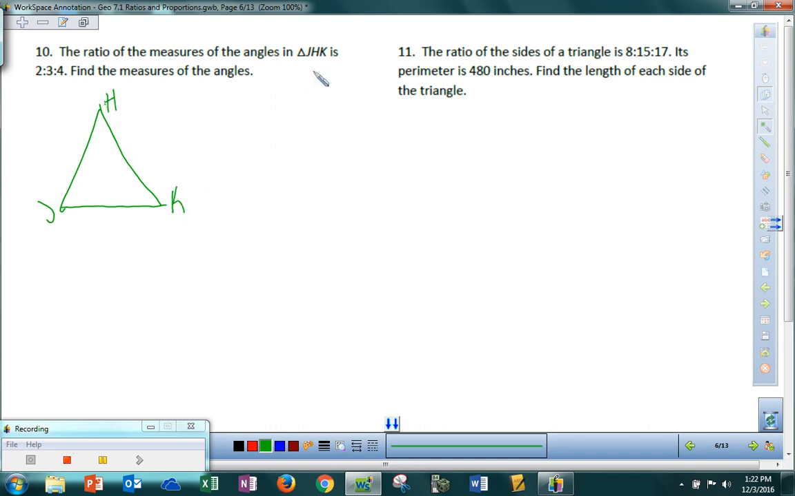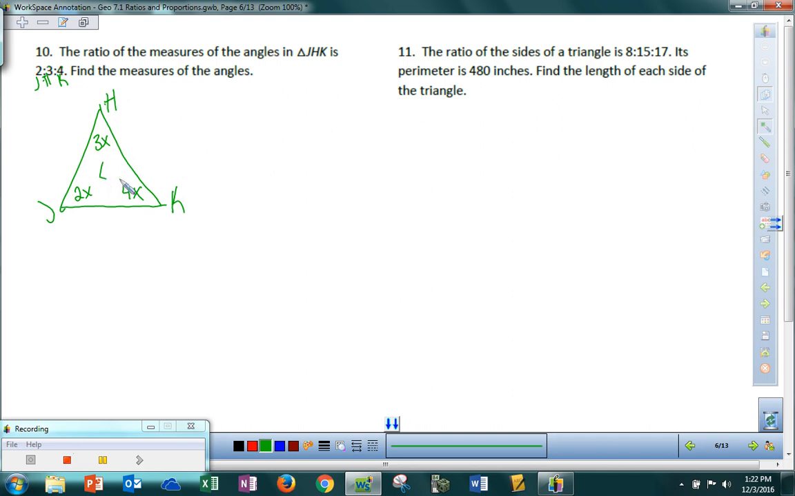Now, since the order of my vertices went J, H, K, I'm going to think that's the same way my ratio is being expressed here. So J is 2, H is 3, K is 4, but then again, we want to put an x on all of those because those aren't the actual measures of our triangle. And you know that because the measures of a triangle have to add up to 180 degrees. And in fact, that's how we'll find the measures of the angles themselves.